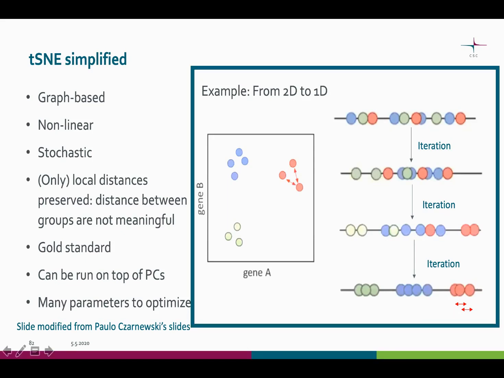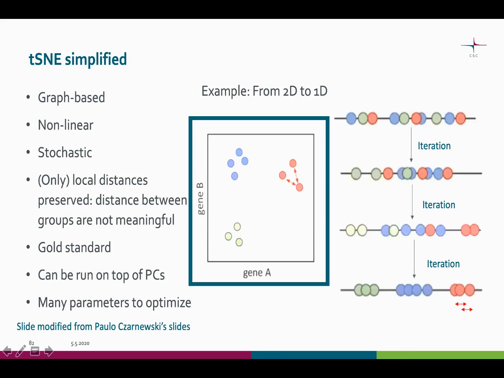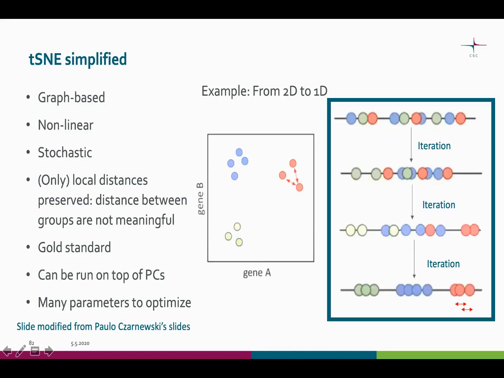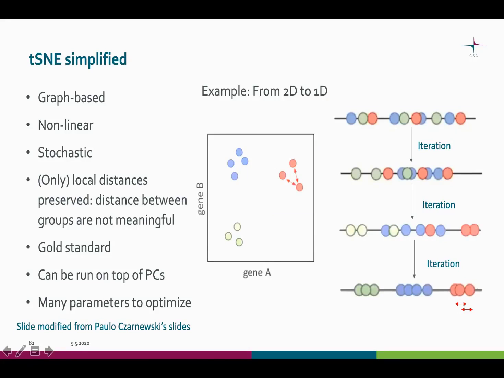Here's a simplified example of going from two-dimensional data to one-dimensional data using tSNE. So basically, we're looking at the distances between the different dots here and here. And throughout iteration rounds, we try to make the data so that the local distances here are preserved, so they are similar to the distances here. Remember that the global distance, so the distance between the green and red group, doesn't mean that much, but the distance within the group is meaningful.